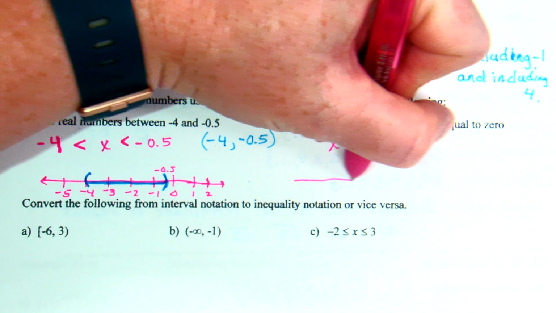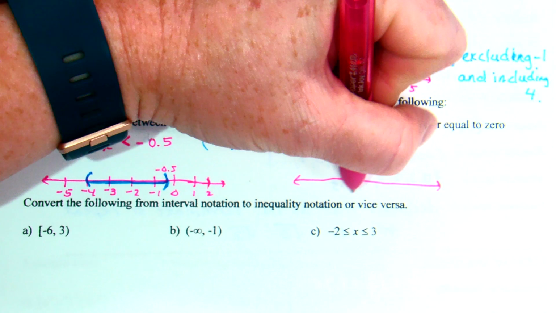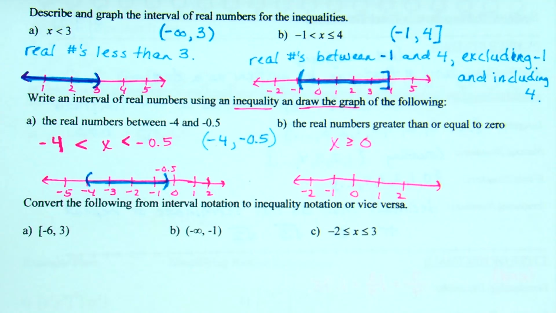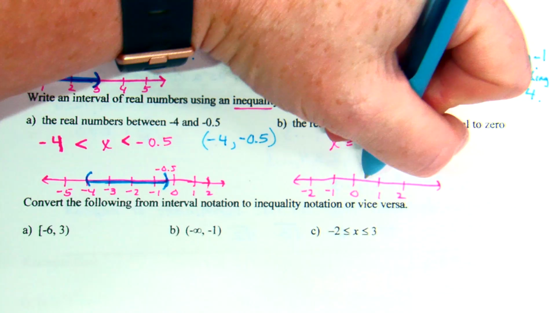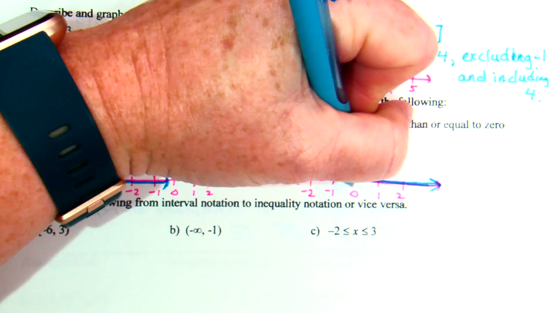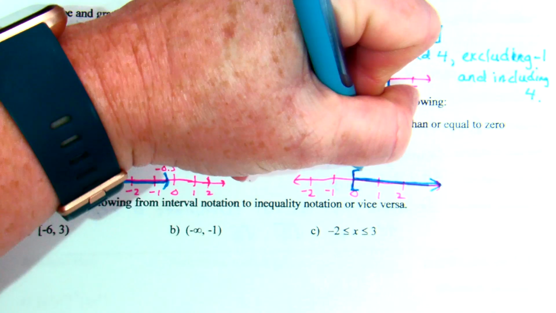Can you visualize that graph? I'm going to put zero on my graph. As I said, I like to have a few other numbers on there. So greater than or equal to zero, where do we go? Going to go to the right. So I'm going to shade to the right. What do I need to do at zero? Okay, a bracket. In the past we would have said a closed circle, but because we're trying to use this interval notation type graphing, we're going to use a bracket. Notice my bracket opens towards where my shading is.